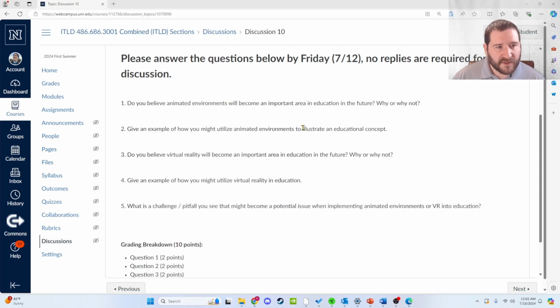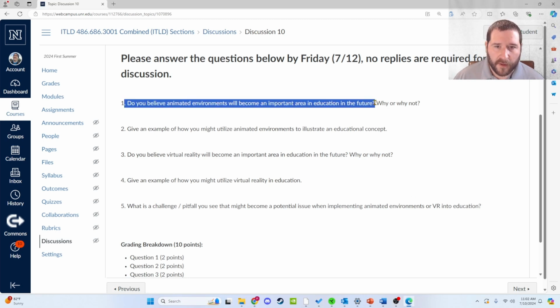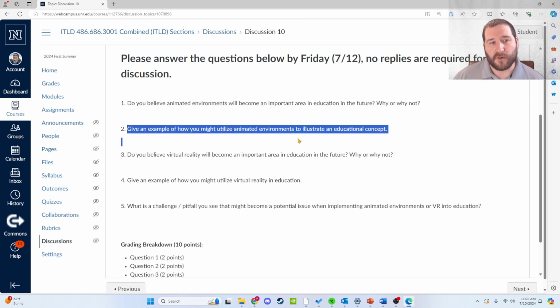And similar to yesterday, I'm just curious how you see animated environments and virtual reality being used in education moving forward. So I want to know, do you believe they will become an important area in the future? Why or why not for both of our technologies here? And I'd like an example of how you might utilize them in an educational classroom. So check those out.